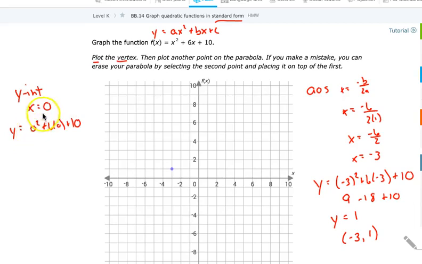Well, 0 squared is just 0. 6 times 0 is just 0. So really all I have left is the constant at the end, which is 10. So when x is 0, my y is 10. If that is on the graph and that fits, I'm going to click that one. That'll be the easiest one to use. And if you notice, as soon as I click it, IXL goes ahead and mirrors that for me on the other side of the axis of symmetry, making a perfect parabola.